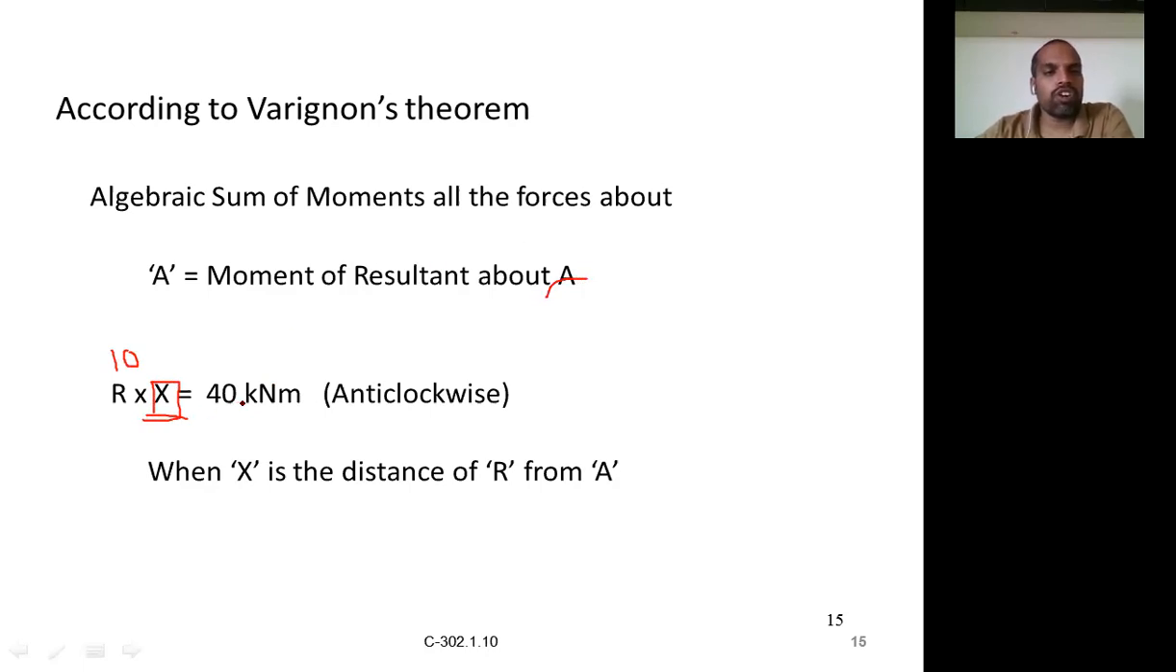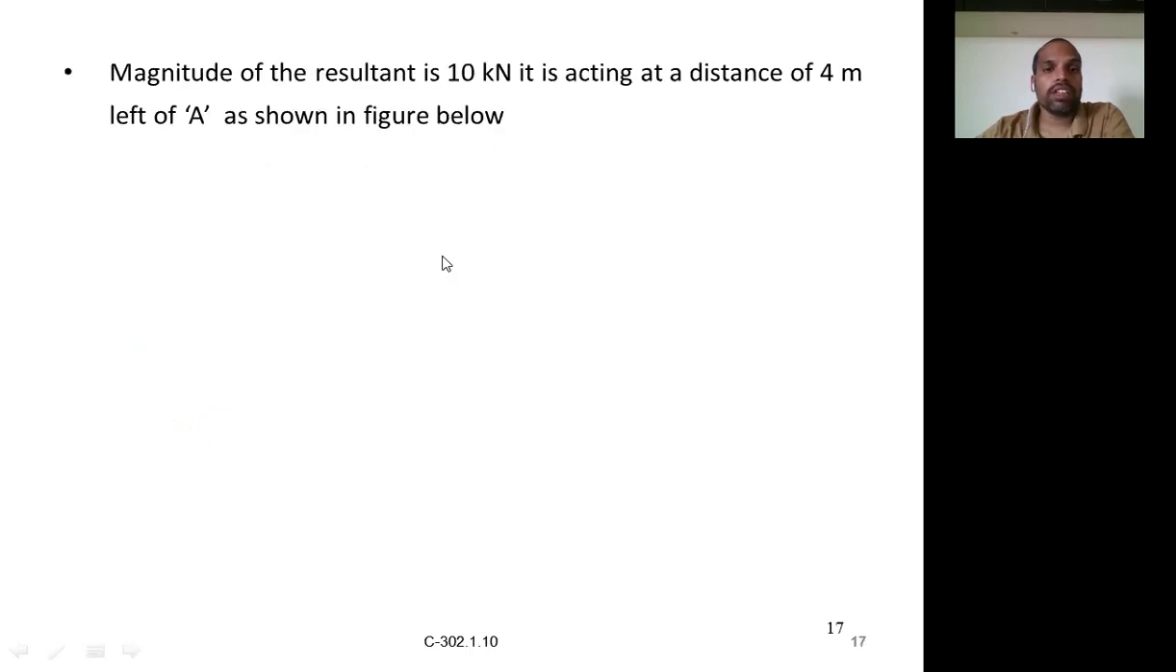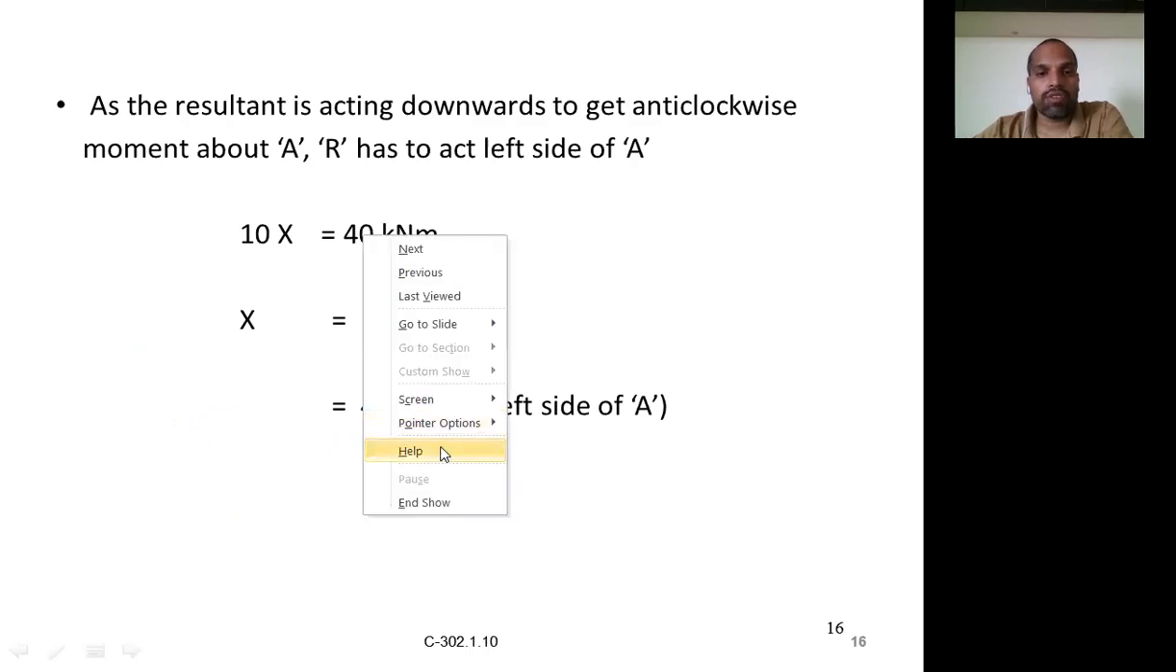So 10 into x is equal to 40. x is equal to how much? 4 meters, where x is the distance from A. As the resultant is acting downwards, and to get an anti-clockwise moment about A, R has to act on the left side of A. Why does it need to be on the left side? Again, the explanation is similar to your last one, that is like parallel forces.